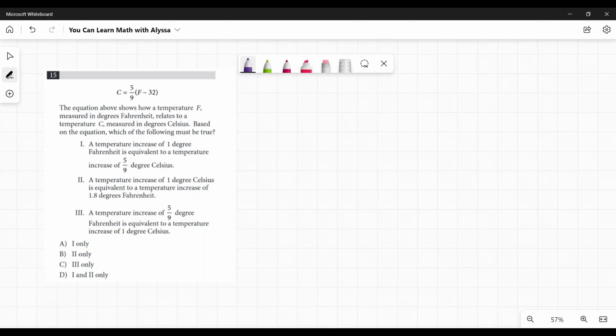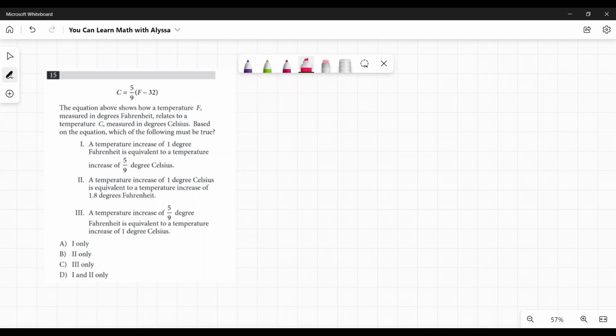Number 1. A temperature increase of 1 degree Fahrenheit is equivalent to a temperature increase of 5/9 degrees Celsius. Number 2. A temperature increase of 1 degree Celsius is equivalent to a temperature increase of 1.8 degrees Fahrenheit. And number 3, a temperature increase of 5/9 degrees Fahrenheit is equivalent to a temperature increase of 1 degree Celsius.